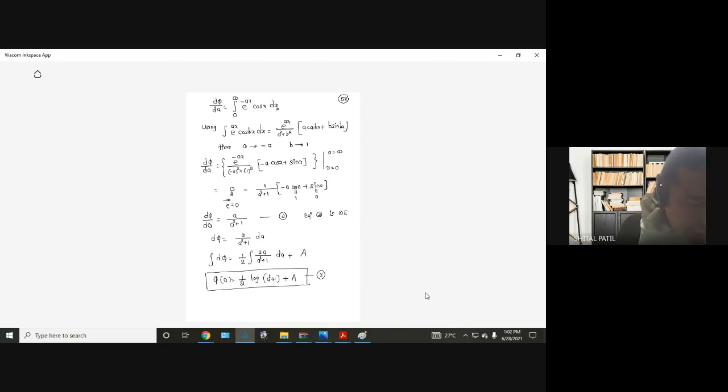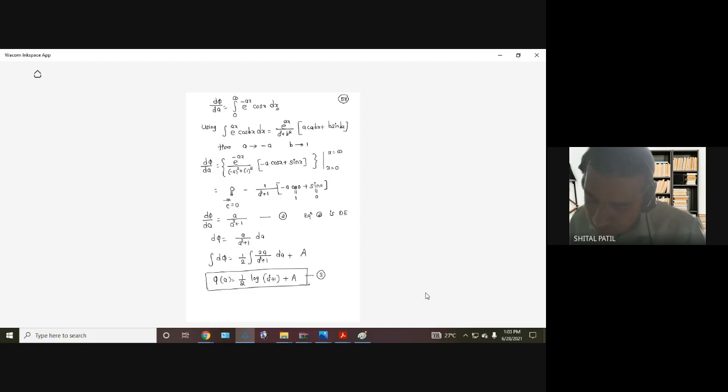Can anyone tell me what the value of a should be? It should be 1, 0, or infinity? 1. Yes, if a equal to 1, the whole integral will become 0. Okay, so I am writing that. I'll explain this on the next page.